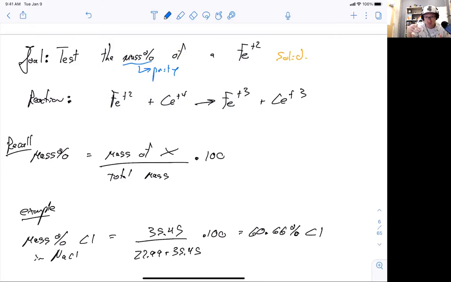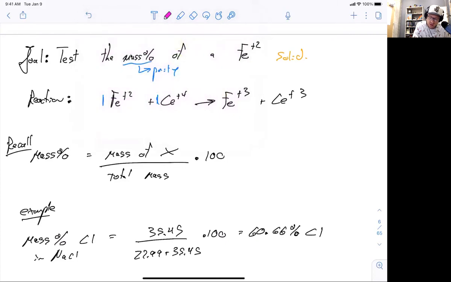Notice it's a cation, so there's other ions going to be present. We'll talk about that chemical formula here in a second. We're going to do a reaction. We're going to do a known reaction that's 1-to-1. Every one iron will react with one cerium. This is a redox reaction, and it makes one iron 3 and one cerium 3.